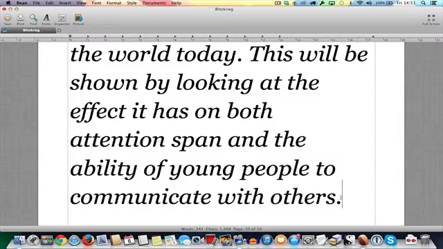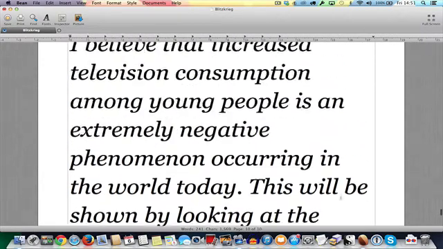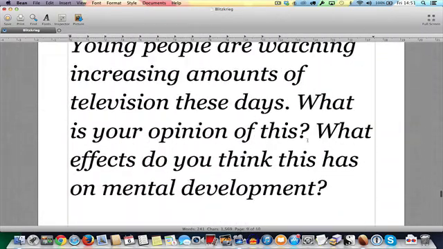And some IELTS instructors may advise devoting an entire supporting paragraph to addressing the what is your opinion portion of the question. But I feel that in focusing my two supporting paragraphs on two separate negative effects of television consumption, this acts as a fitting explanation for why I am of the opinion that increased television consumption is negative. So I would not advise a candidate to address an entire paragraph to the first part of this question, because the other sections of the essay will do that for you.